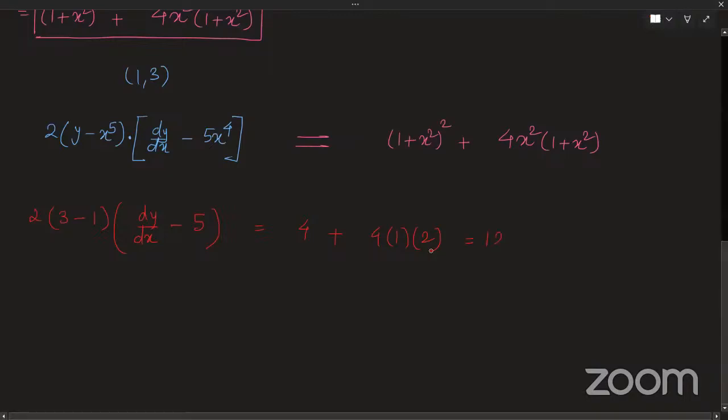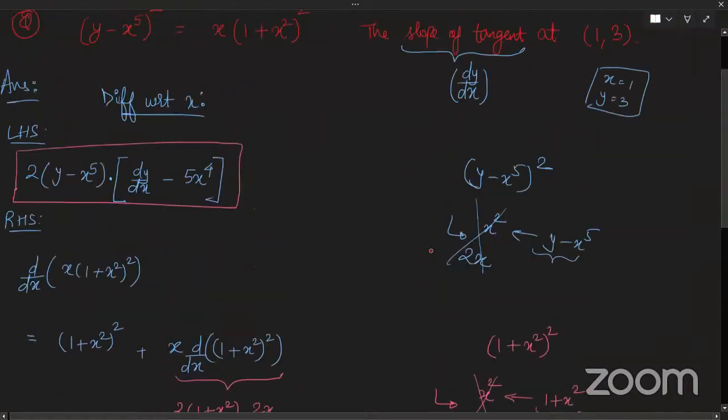8 plus 4 is 12. So this thing is 4 over here. So dy by dx minus 5 is equal to 12 divided by 4. Just calculations, so you'll get 3. So the value of dy by dx is how much? It is 8, right? Everyone, yes, it is 8.